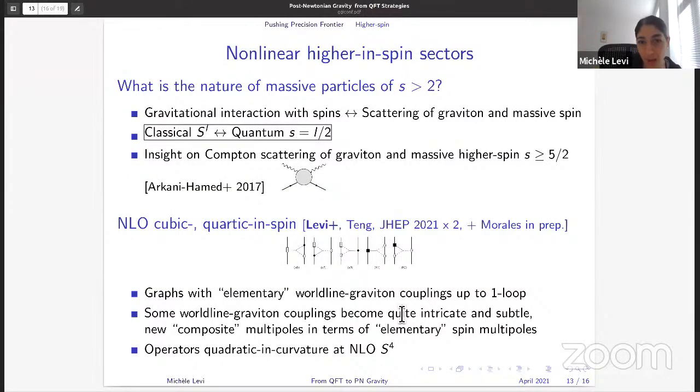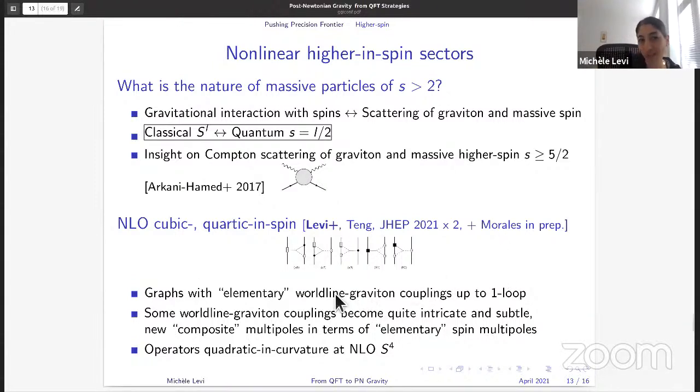Now, another thing we are interested to inquire is what happens in nonlinear higher spin sectors. In particular, we would like to eventually say, if we understand something from the correspondence between classical S to the power of L and quantum spin L over 2, whether we can get insight on the Compton scattering of graviton and massive higher spin, of spin larger than 5 over 2. And in fact, we indeed get some wacky features. That's a line of works, far from being complete. It's been done by me and students, Fei Tang, who is a postdoc, and Roger Morales, a student now.